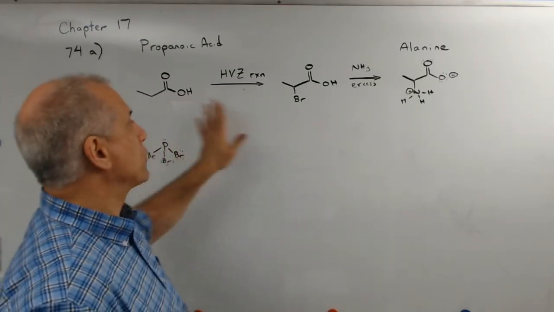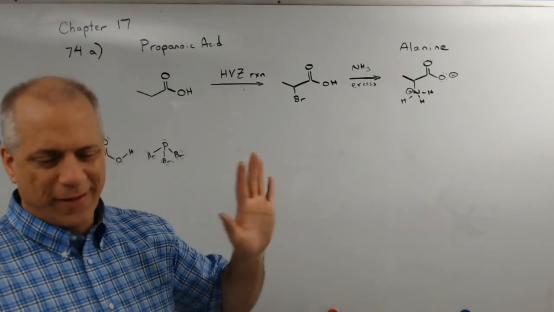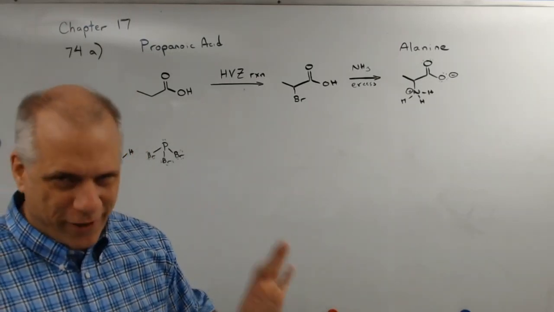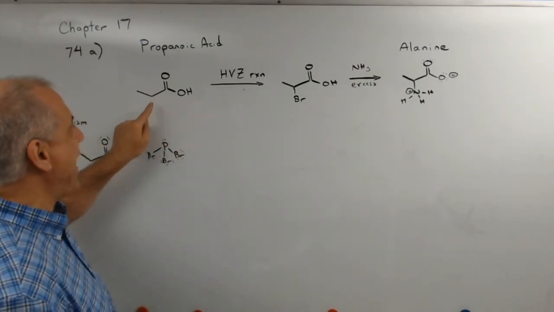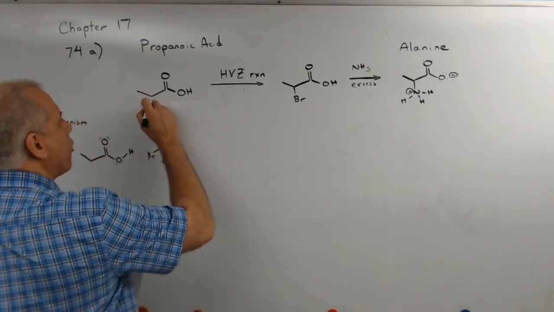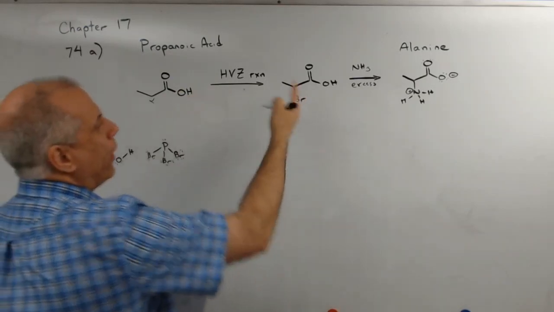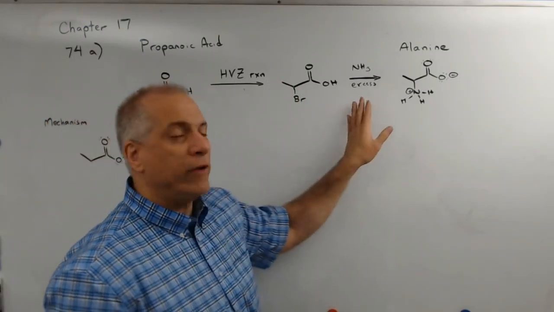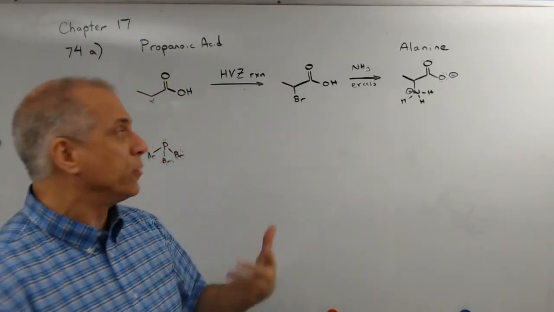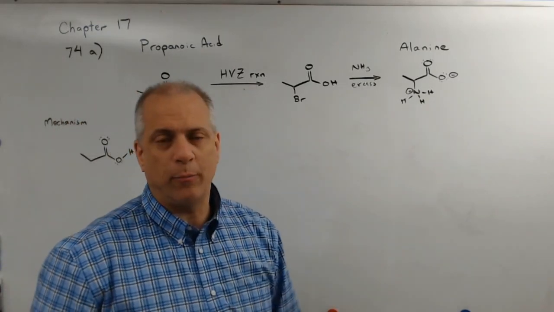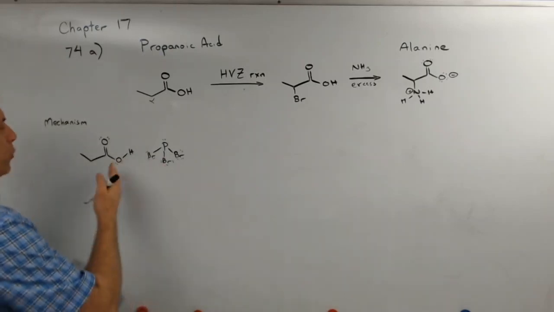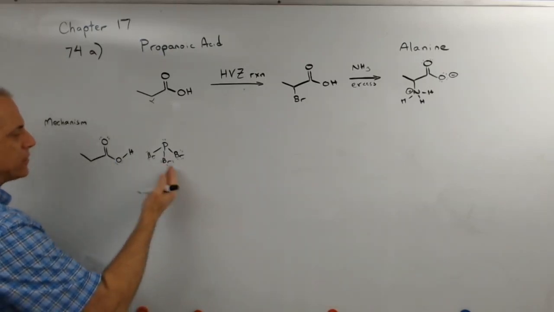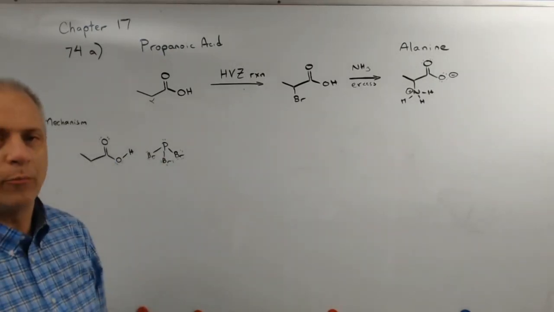We're going to do what's called a Hell-Volhard-Zelinsky reaction, and that puts a halogen at the alpha position of a carboxylic acid. Then once we have that, we can react this with excess ammonia to produce our alanine molecule. Let's take a look at this mechanism. We're starting off with propanoic acid and this tribromophosphine compound.